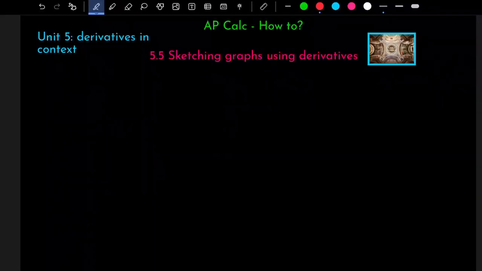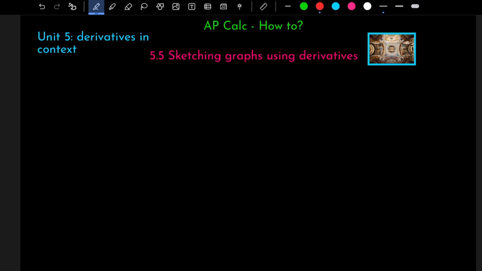Today we're going to be combining everything we've learned about the first and second derivatives to sketch graphs of functions without even needing a graphing calculator. This is one of the most tested skills in the AP Calc exam, especially on FRQs. We will review this strategy and then walk through 3 full examples together.